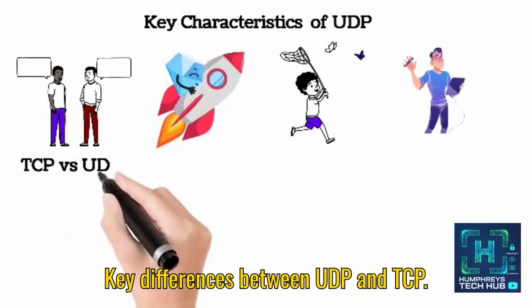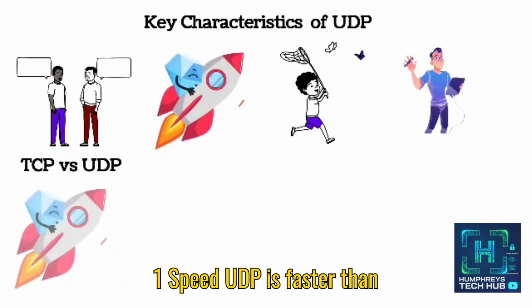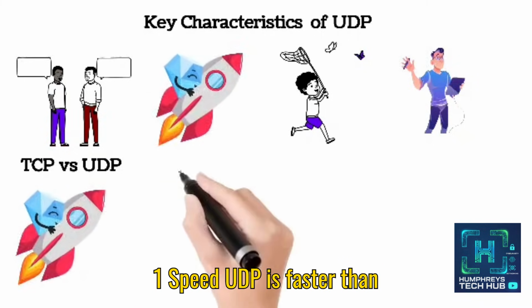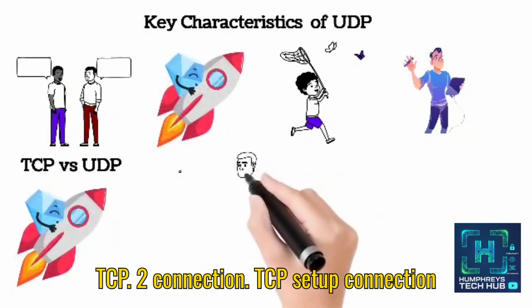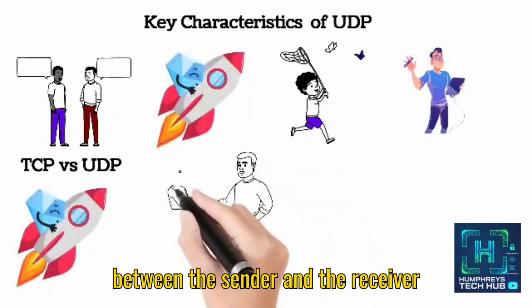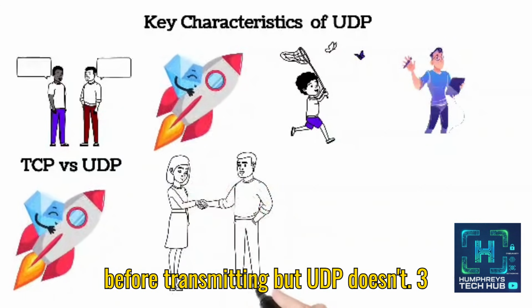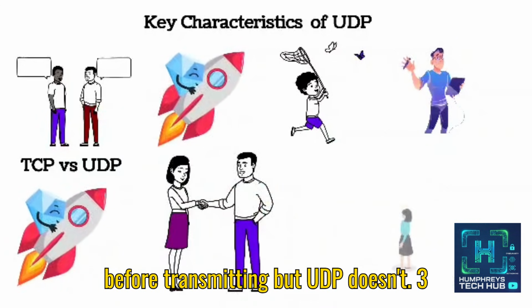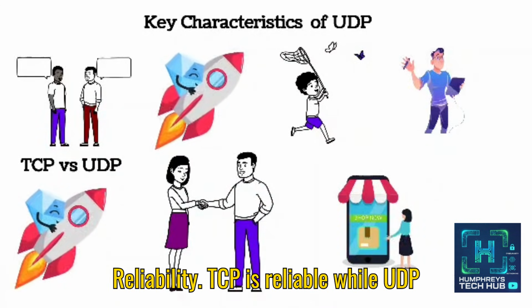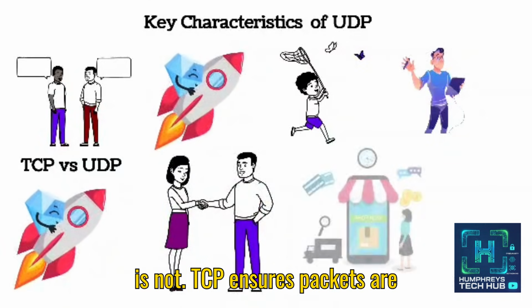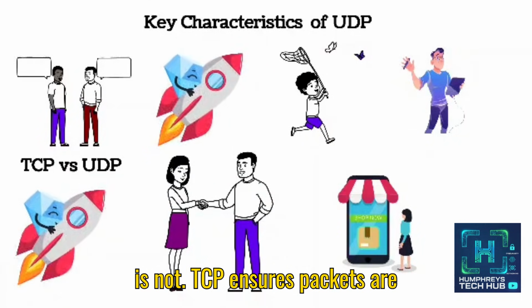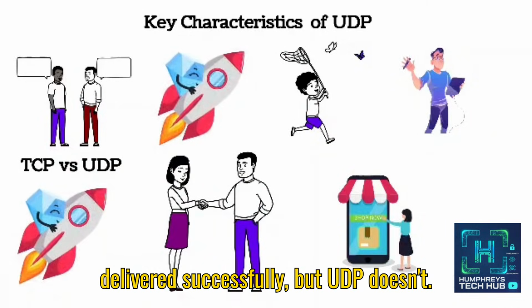Key differences between UDP and TCP. 1. Speed, UDP is faster than TCP. 2. Connection, TCP sets up a connection between the sender and the receiver before transmitting, but UDP doesn't. 3. Reliability, TCP is reliable while UDP is not. TCP ensures packets are delivered successfully, but UDP doesn't.